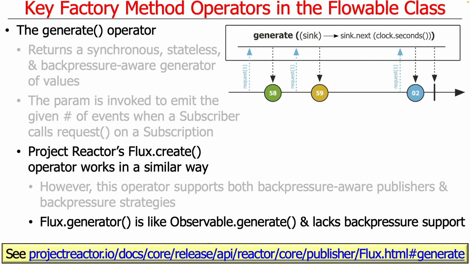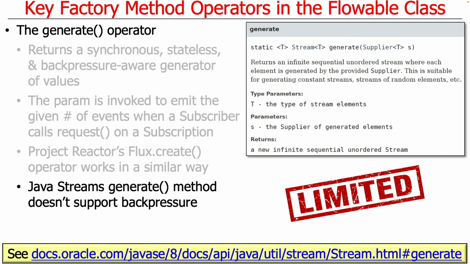Interestingly enough, Flux's generate method is like the Observable generate method, and it lacks support for backpressure. Other than, I guess it does have, it lacks sophisticated backpressure support. It generates one thing at a time. So there's an implicit type of backpressure there. Java Streams has a generate method that doesn't support backpressure, as we've talked about before, so it doesn't really matter because that's a pull model versus a push model.